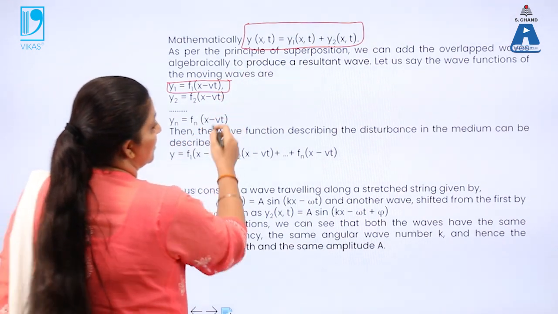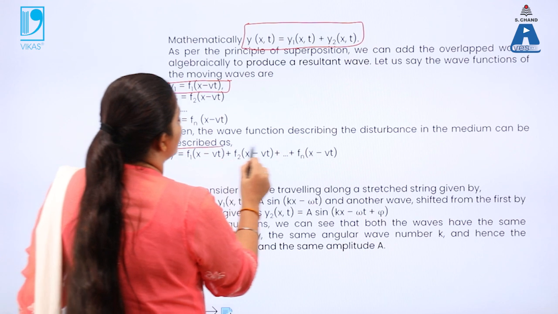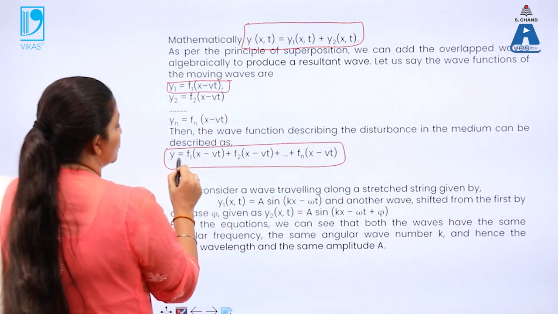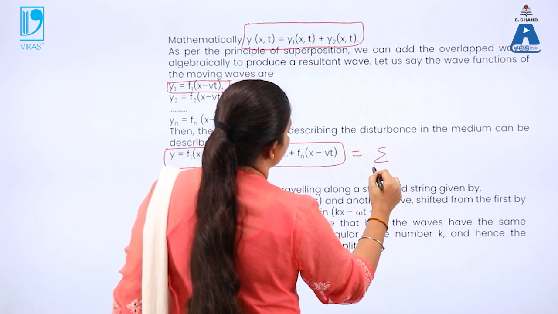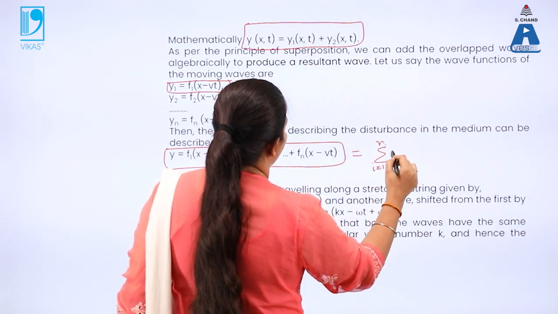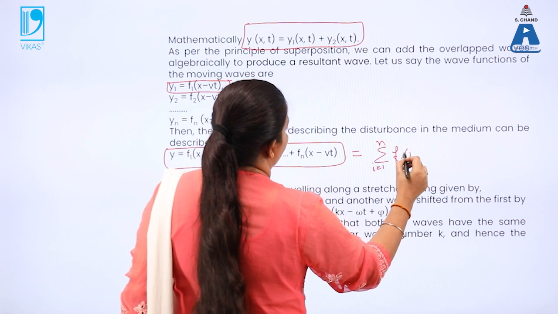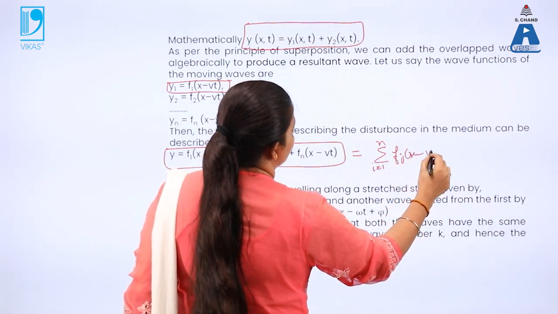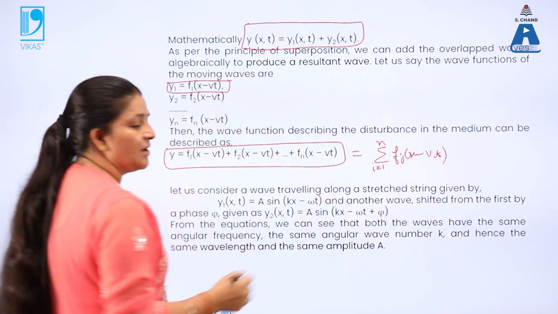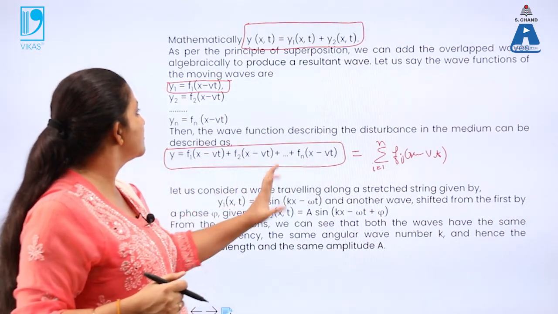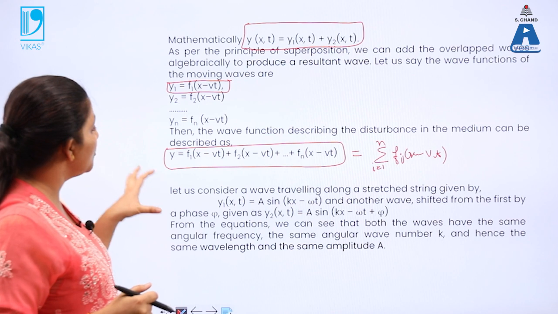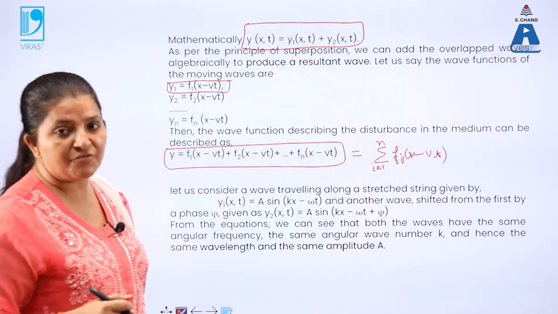So the resultant wave will be equal to the sum of all these waves. If there are n number of waves, that can be represented as the summation of i varying from 1 to n of f_i(x minus vt). So that can be represented like this. So this is a combination of these 3 waves. Now this is how you can mathematically represent the wavefront.